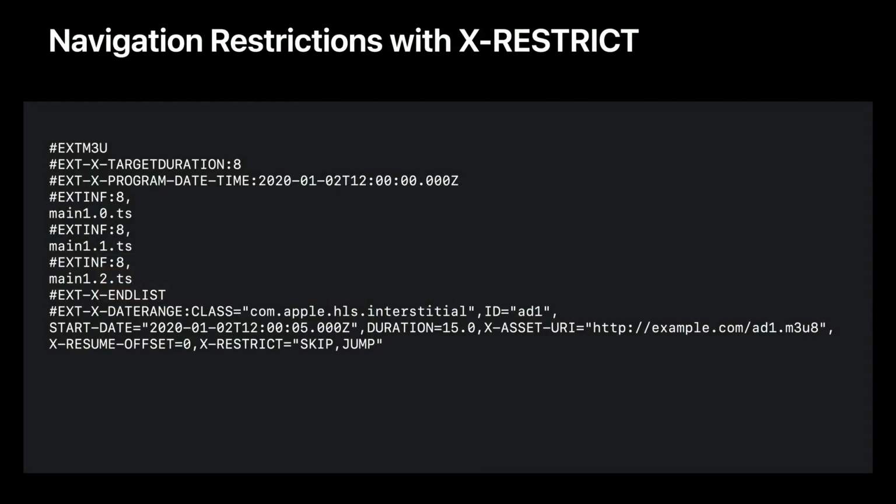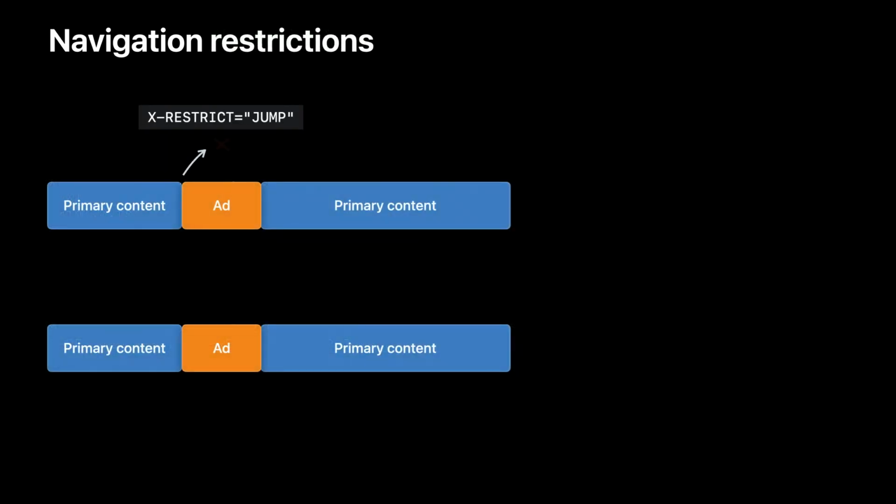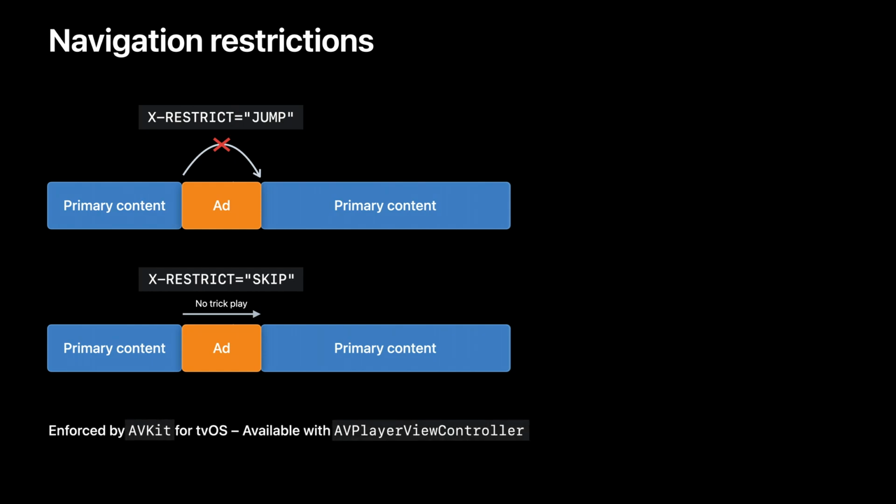Oftentimes, for contractual reasons, you'd want to prevent your user from jumping over or skipping through the ads. You can specify navigation restrictions using the xRestrict attribute. xRestrict with the value jump would prevent a user from seeking from a time before the ad to a time after the ad. And xRestrict with the value skip would prevent one from playing the ad at a rate different from what is desired. Note that these restrictions are enforced by the UI. On tvOS, they're enforced by AVKit, and they should be available to you if you use the AVPlayerViewController for your video presentation. When you're on other platforms, or if you're not using AVKit, it's up to your application to enforce these restrictions.